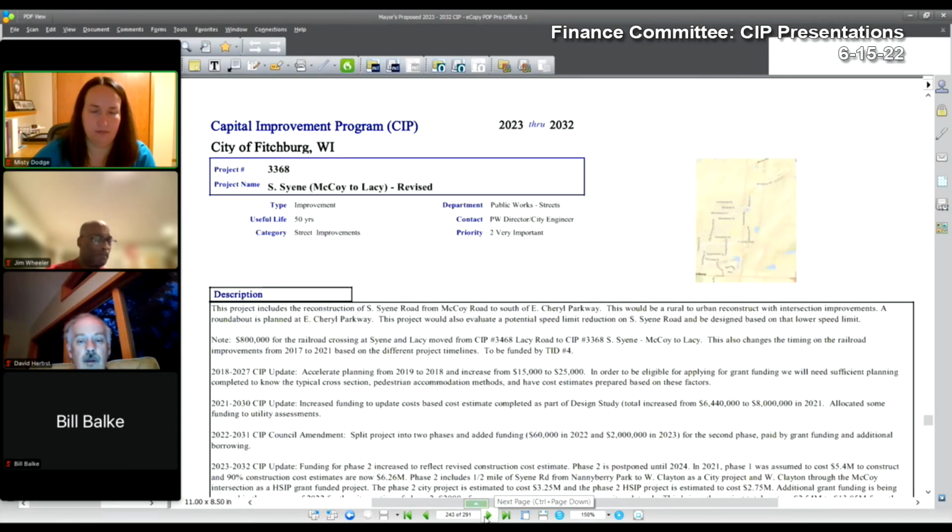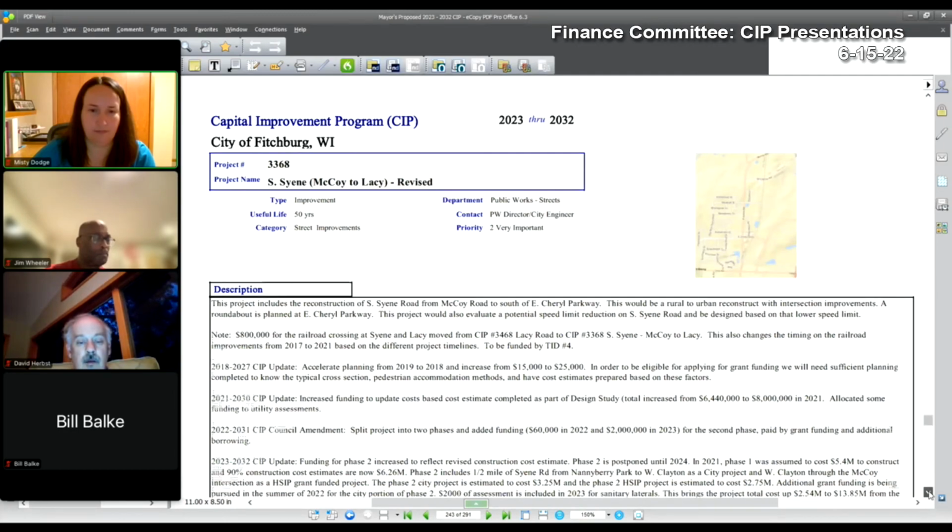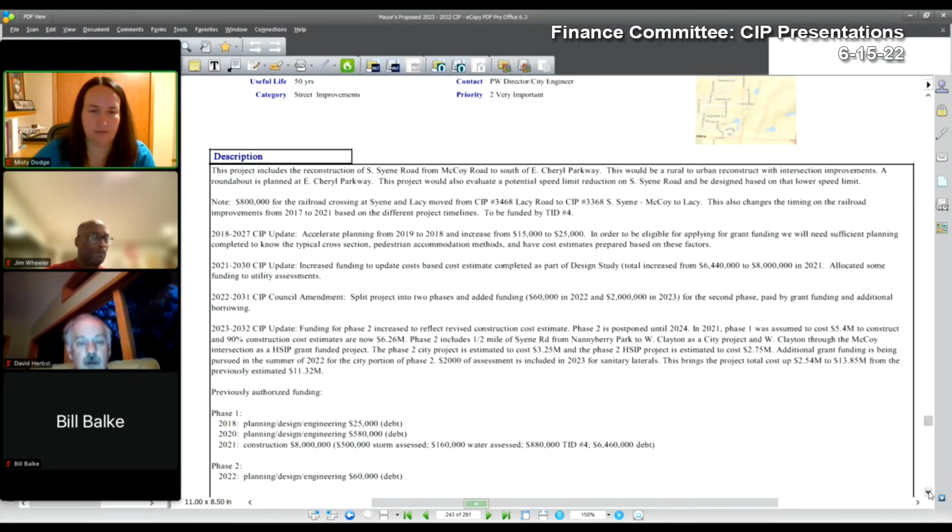3368 South Sain Road from McCoy to Lacey. This project is a continuation of the South Sain reconstruction project. This will go specifically from East Sherrill to West Clayton. An application for grant funding has been submitted. The revisions to this project include noting increased cost estimates, construction project postponed until 2024 to be concurrent with the construction with the Sain and McCoy intersection safety improvement projects, and the funding sources have been updated to reflect any grants and TID funding.